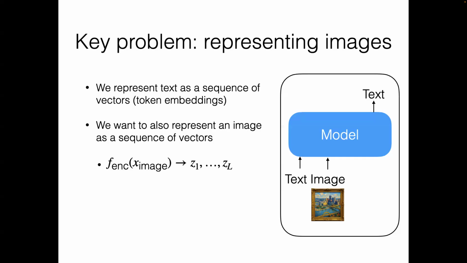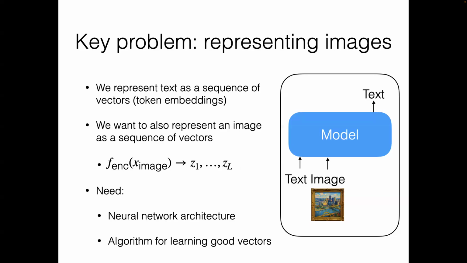I'll just use this word encoder for this function that goes from an image to a sequence of vectors. We'll actually start by looking at learning just one vector with this CLIP method, and then I'll talk about how we can have a sequence. In order to do this, we need two different things. First of all, in this encoder, we have to be able to take in this raw image. So we need some different neural network architecture than the ones we've been using for text, at least it seems like that. And then second, we need some algorithm so that we can get meaningful vectors that represent this image. So those are the next two things I'll talk about.